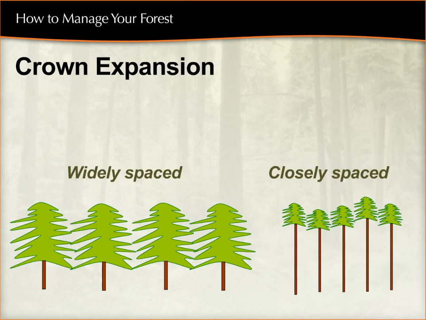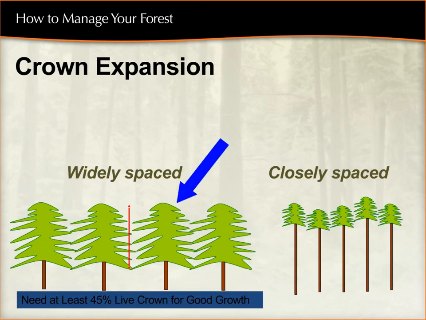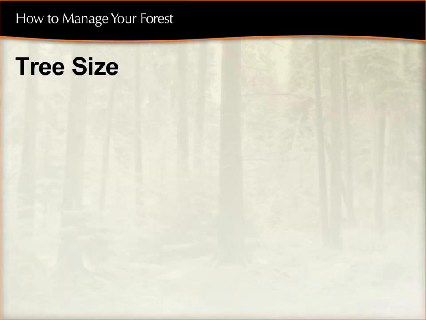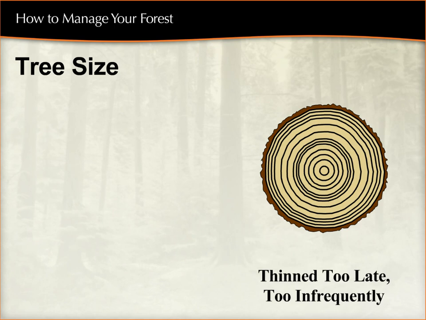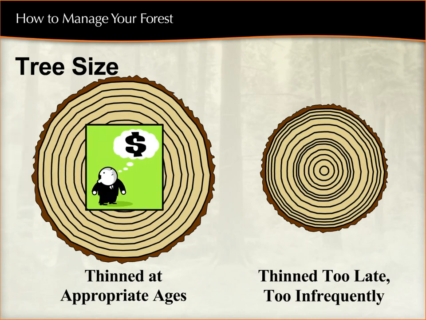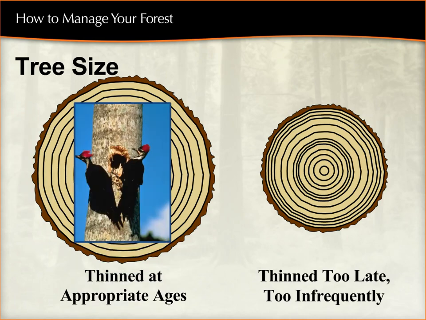And with thinning, you can influence crown development. A wide spacing will lead to longer, wider crowns, while a closely spaced stand will have trees with shorter, narrower crowns. Stands that are not thinned and allowed to stagnate due to high competition stress will have slower diameter growth. Fast-growing trees have better economic potential and may provide desirable wildlife habitat.